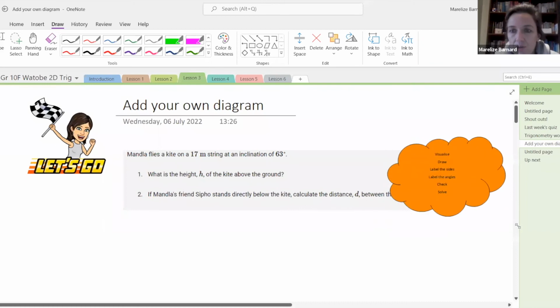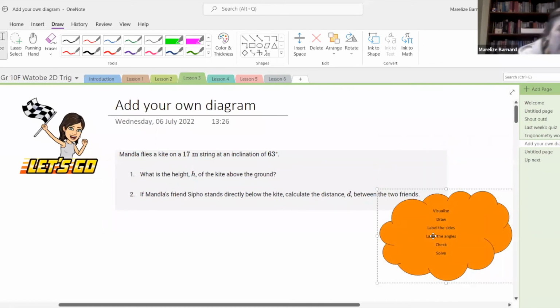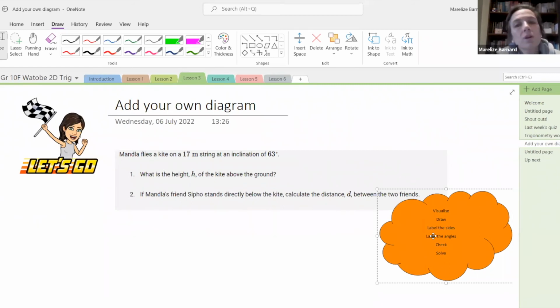Okay, so before we draw, think about if you had to see this in real life, visualize it. What would it look like? So just picture it in your head. And then try and make a sketch of it. Okay, I'm going to give you 1 minute to just make a sketch. Just what you think this situation looks like.